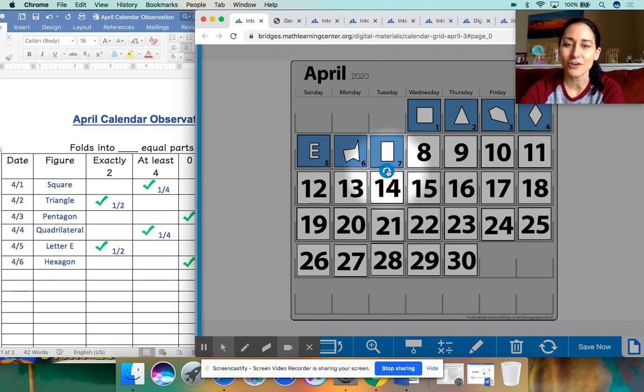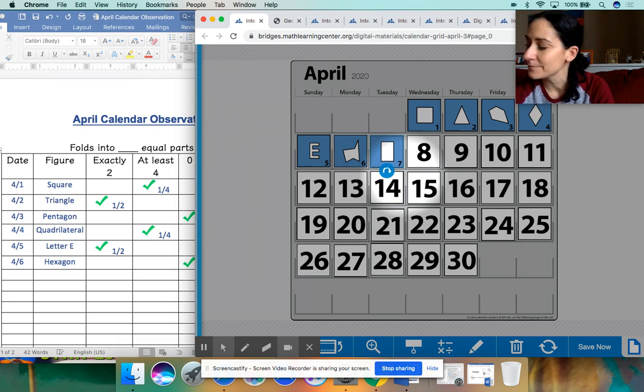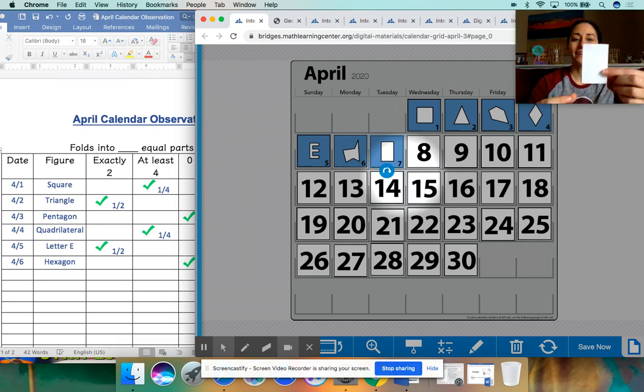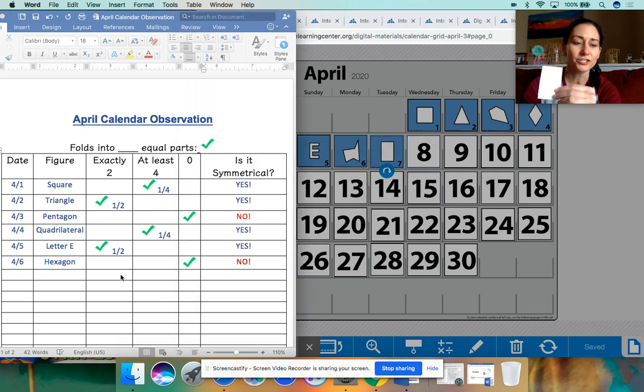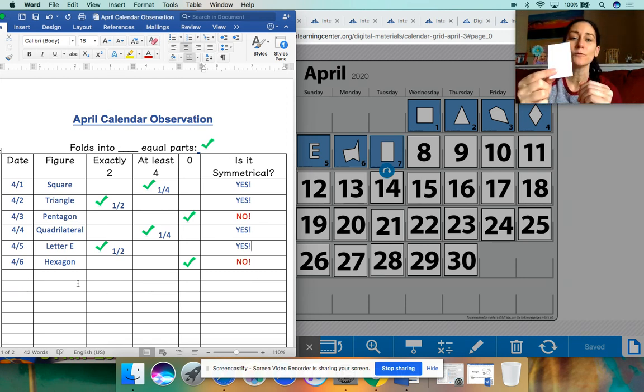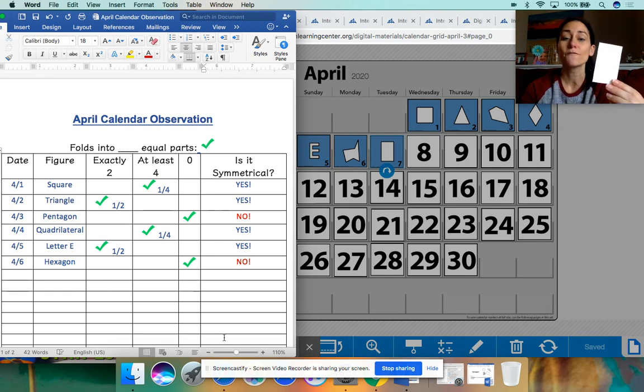I'm going to flip this over. And you see here we have, I cut mine out already, we have a rectangle. Count the sides. 1, 2, 3, 4. We learned a new word today of what we can call a shape that has four sides to it. So use your brains tonight. Start folding it up and seeing where we're going to put our check marks on our calendar observation grid, if it's going to be symmetrical or not. And also try to think of that new name that we learned for a figure that has four sides to it.